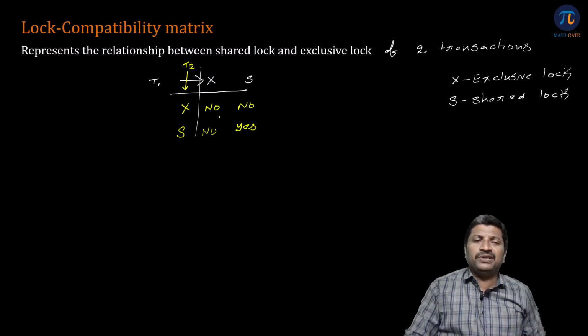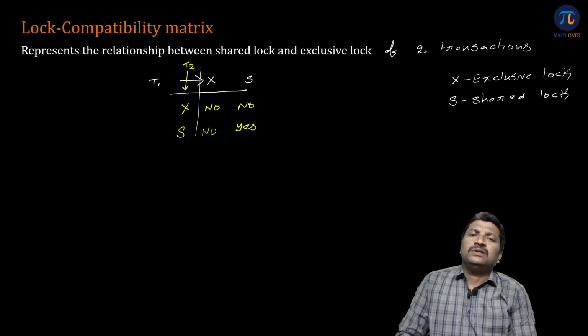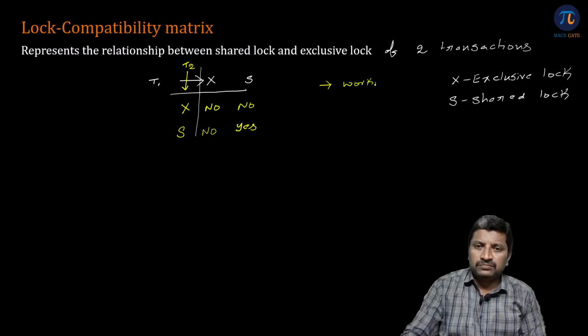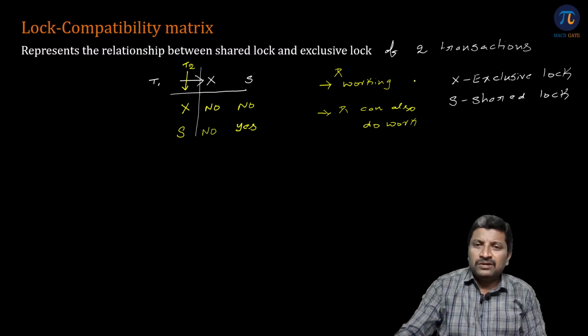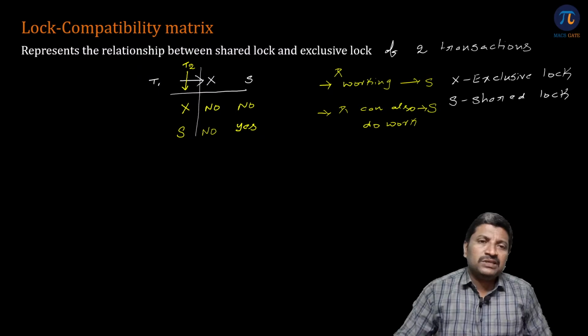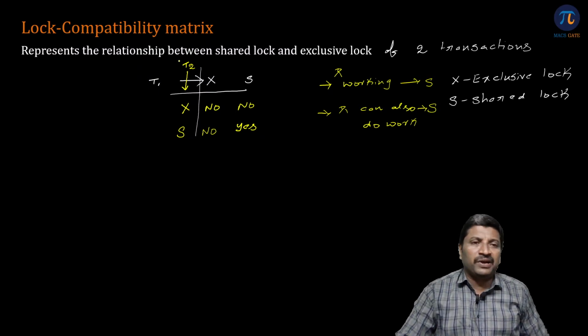Hope you understood the meaning of this compatibility matrix. When one candidate is working, the second candidate can also do work, but only when, sir? Only when both want only a shared lock, because they want to read only the data item. This is the meaning of the lock compatibility matrix.